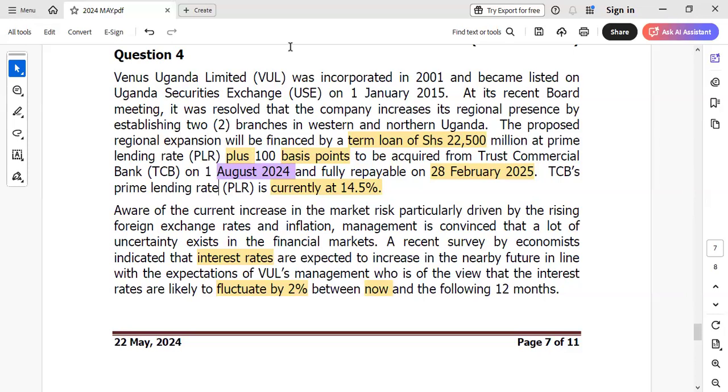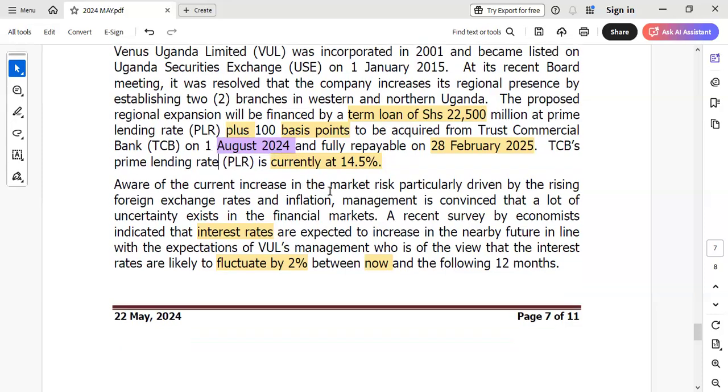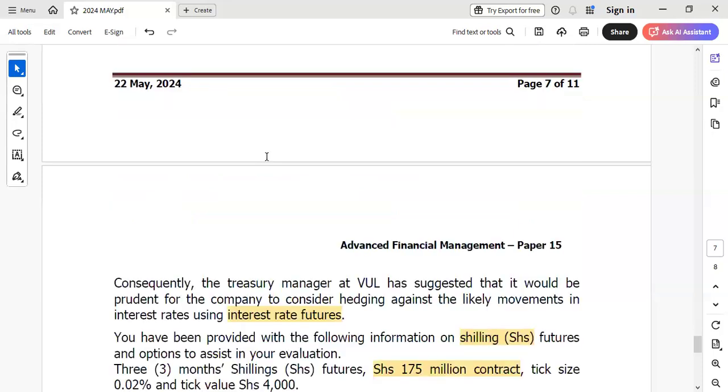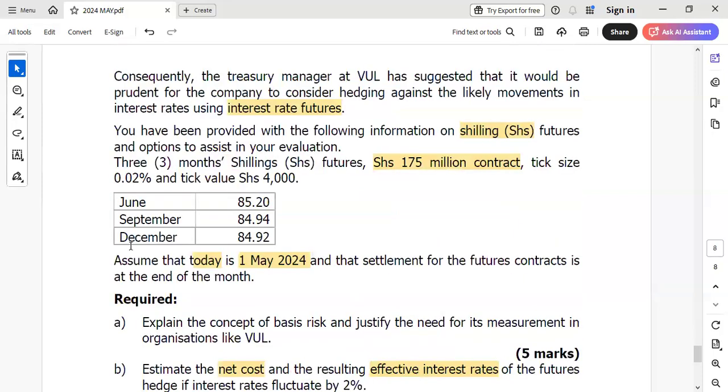If you cannot identify the contract, the opening futures price, know that everything will be wrong. First, know what the transaction date is. That is, when are you actually borrowing? That will be the transaction date. After knowing the transaction date, immediately ask yourself, from the futures given here, June, September, December, which one is going to expire first after the transaction date?